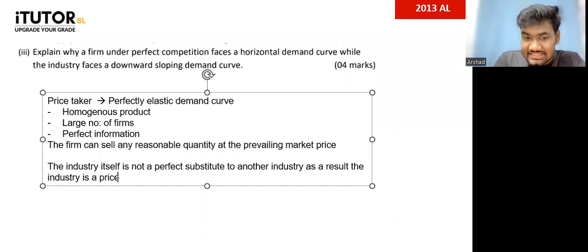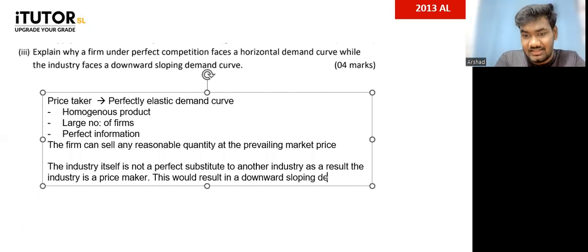So as a result, the industry, or you can say the market, is a price maker. Okay, if you take the industry as a whole, they're a price maker, but one person can't set the price. So this would result in what, guys? This would result in a downward sloping demand curve.